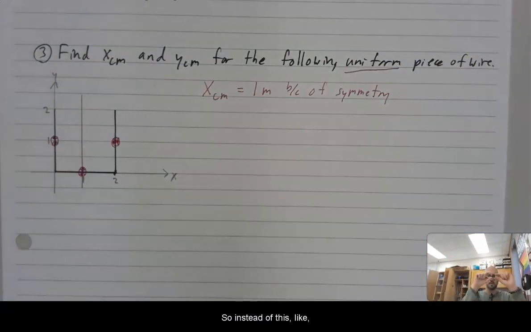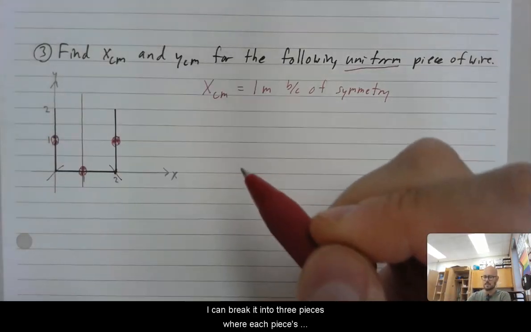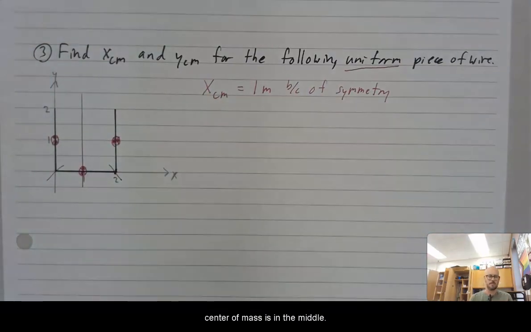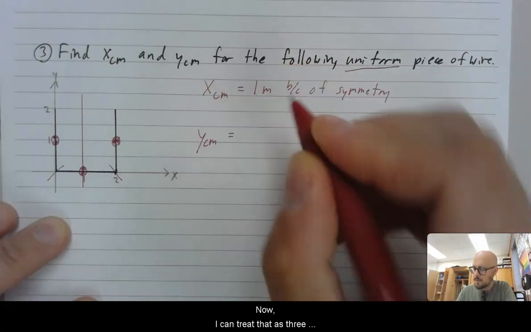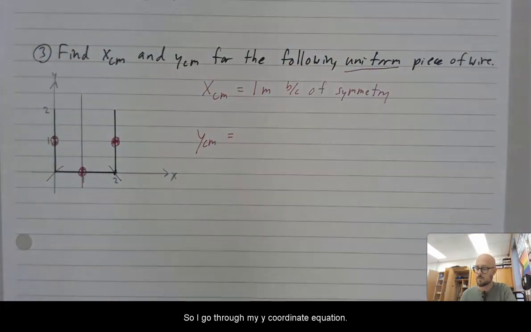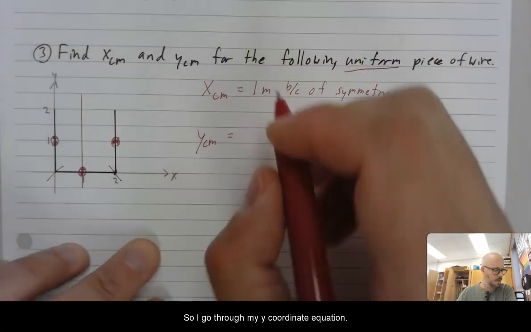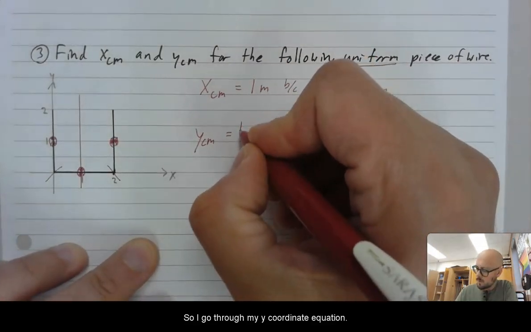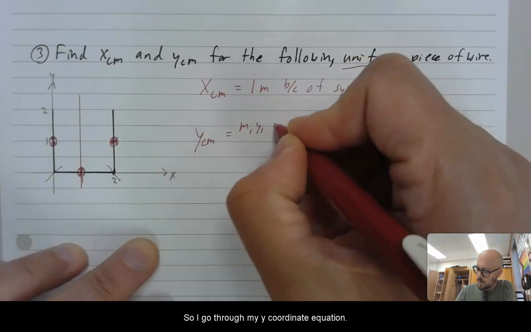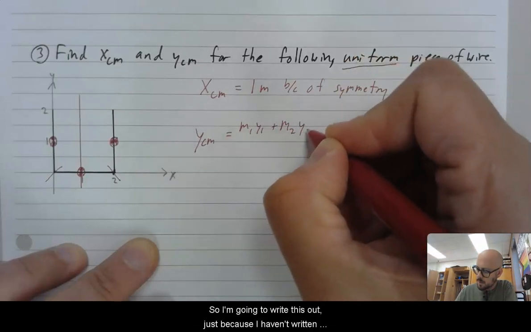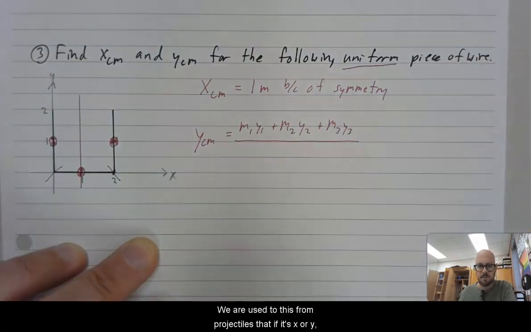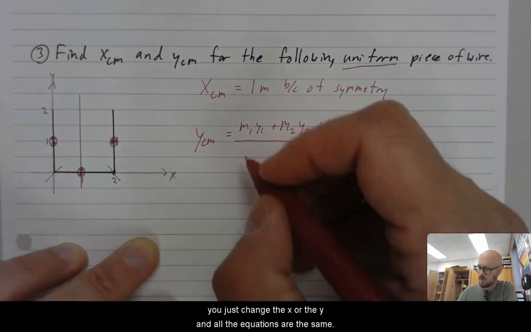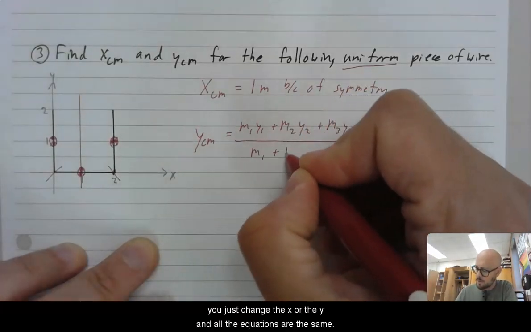So instead of this long object that has many, many particles, I can break it into 3 pieces where each piece's center of mass is in the middle. Now I can treat that as 3 pieces of equal mass. So I go through my y coordinate equation. I'm going to write this out just because I haven't written this out before. We are used to this from projectiles, that if it's x or y, you just change the x or the y, and all the equations are the same.